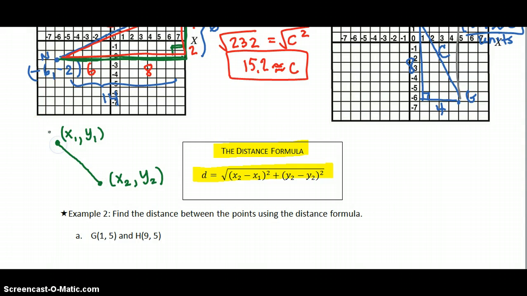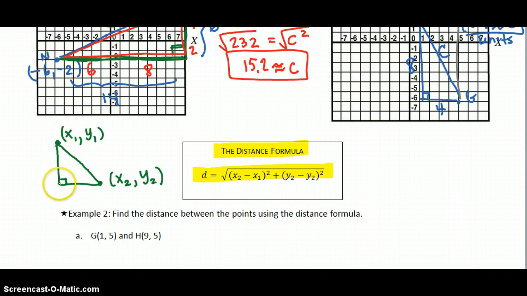The first example, it was M and N. Our second example, it was F and G. It doesn't matter what you name the points. We're looking for the distance between two points. And what we did is we turned that line segment into a right triangle.